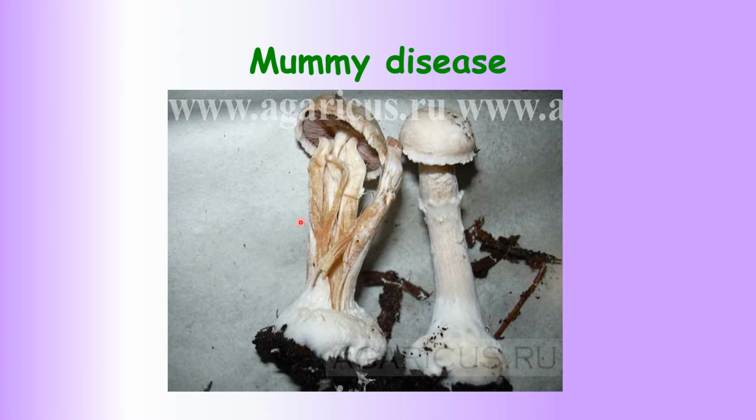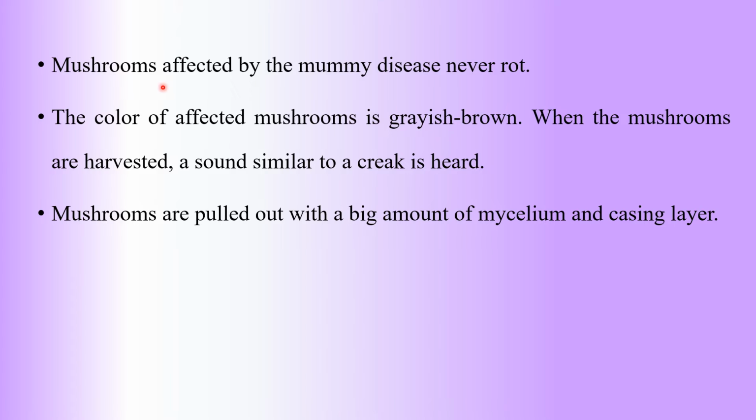And this is a mushroom infected by mummy disease. It's a very dry form of mushroom. The mushrooms affected by mummy disease never rot. The color of the affected mushroom is grayish brown. When the mushrooms are harvested and we break an infected mushroom, it makes a creaking sound. And when we pull the mushroom out of the casing soil during harvesting, the base of the mushroom comes out with a big amount of mycelium.